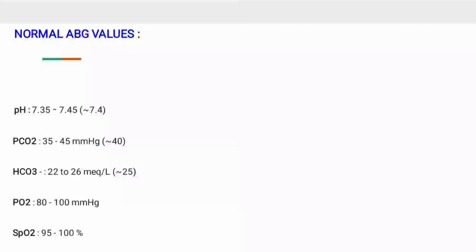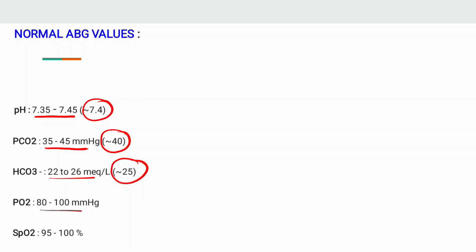The normal ABG values. pH is 7.35 to 7.45, and the average is 7.4. PCO2 is 35 to 45 mmHg. We take the average as 40. Bicarbonate is 22 to 26 milliequivalents per liter. We take the average as 25. PO2 is 80 to 100, and SpO2 is 95 to 100%.